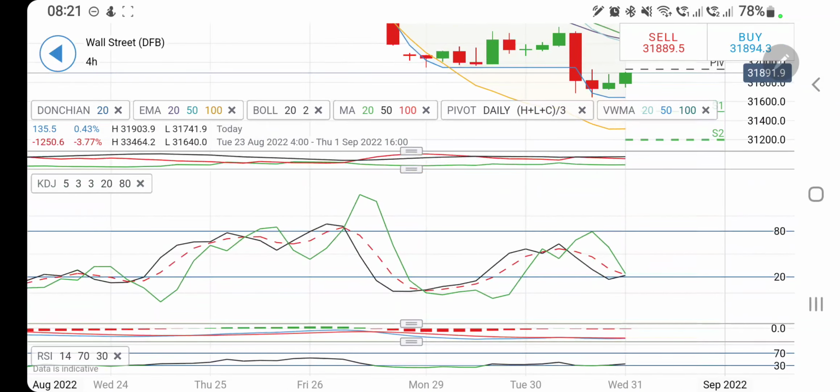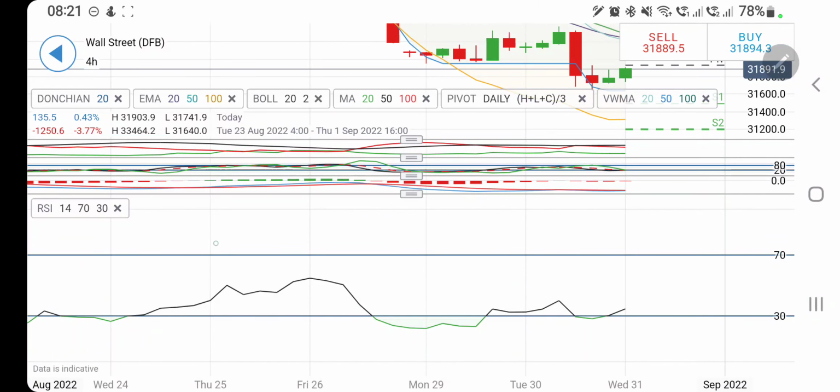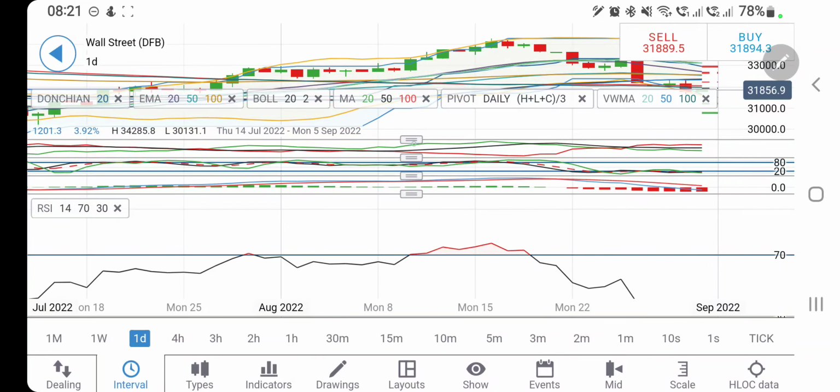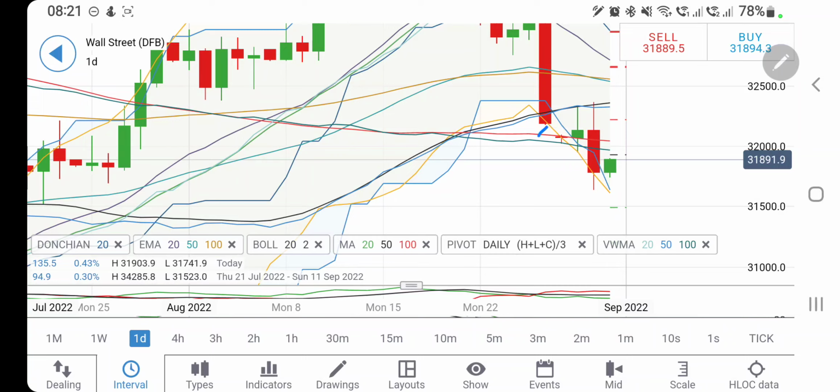Now let's have a further look here. Directional movement bearish, stochastic is at bottom, MACD willing to converge, RSI trying to come out of the oversold zones. Looking at the daily charts, look at the previous two candles. What did it draw? Higher highs, lower lows. The pivot there is at around 32,100 and 32,200 level. This is also the 100 period moving average. Remember, this is the first red candle after a little retracement.